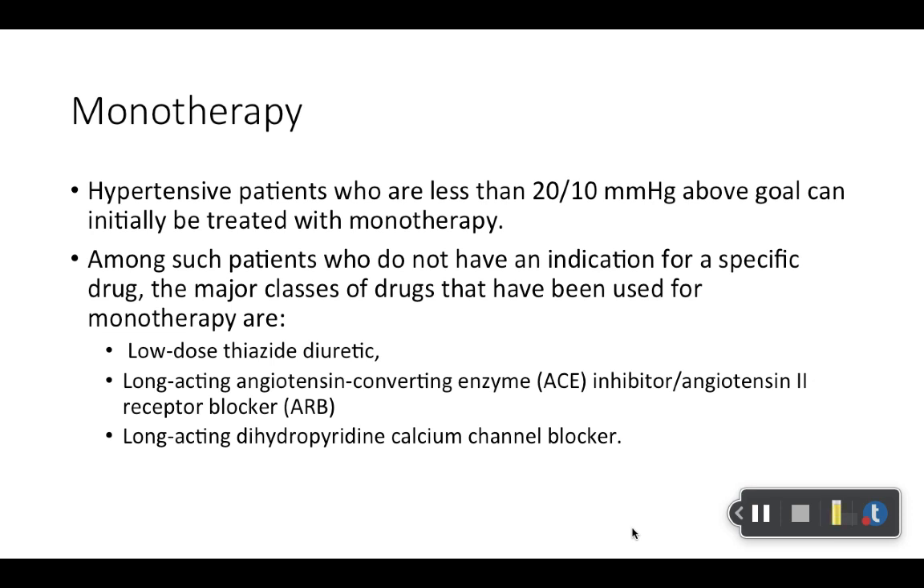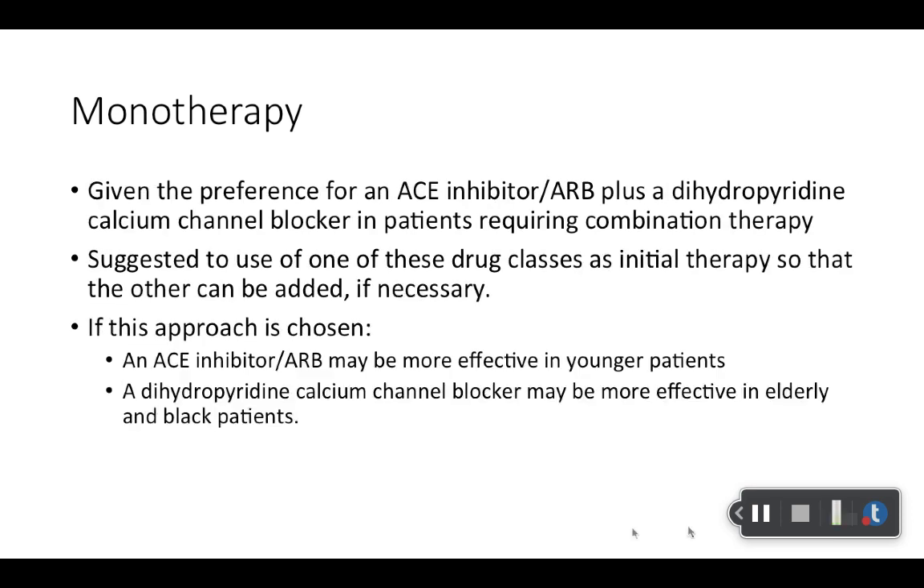So the long-acting dihydropyridine. And again, just to be repetitive, we're talking about nifedipine, amlodipine, nicardipine as some examples for monotherapy for hypertension.